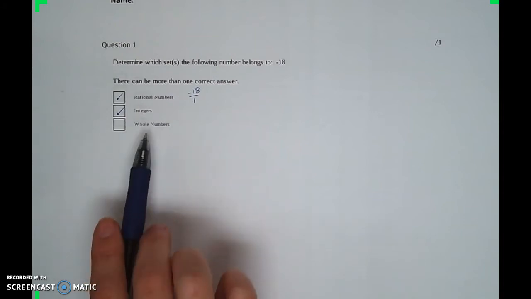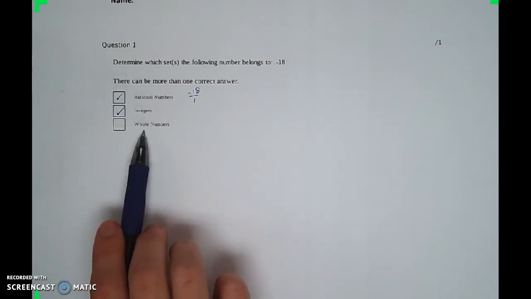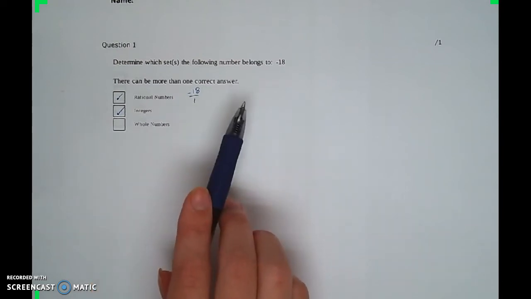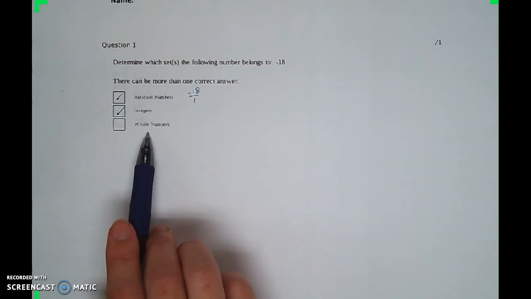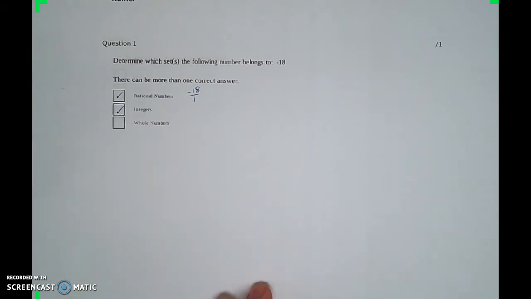And then whole numbers are 0 plus the counting numbers. So 0, 1, 2, 3, 4, 5, just like you'd find on a number line. But this is on the other side of 0, so it's not considered a whole number. So it would not be in that category.